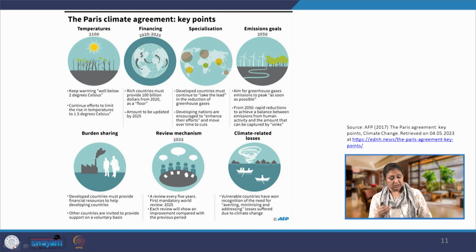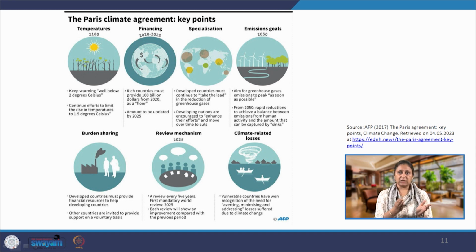And then this Paris Agreement talks about burden sharing, where it clearly mentions that developed countries must provide financial resources to help developing countries. Then the review mechanism, as I have mentioned, every 5 years there will be a review of what each country has done. And then climate related losses find a clear mention in this agreement, where vulnerable countries have been recognized for their need for averting, minimizing and addressing losses that they have suffered due to climate change. And the funds continuing from Kyoto Protocol, climate change fund or climate loss fund, have been created to fund this.